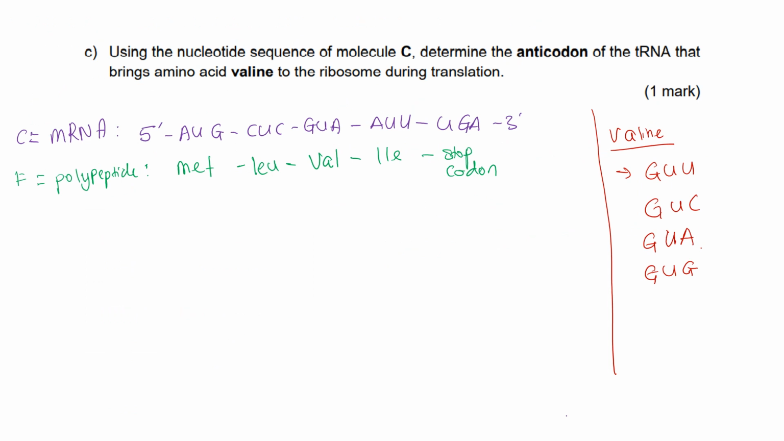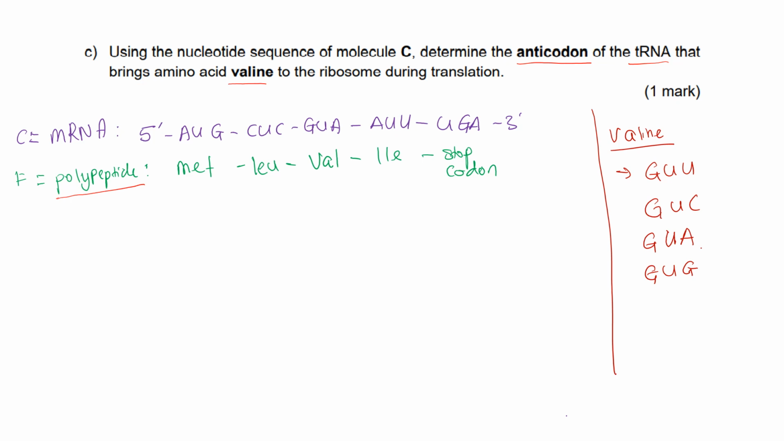Question C says, using the nucleotide sequence of molecule C, so as you know, molecule C is mRNA. From that mRNA sequence, you have to determine the anticodon of the tRNA that brings amino acid valine to the ribosome during translation. If you refer back to your mRNA sequence, which is 5' AUG, CUC, GUA, AUU, and UGA 3', from that you have determined the polypeptide chain, which is methionine, leucine, valine, isoleucine, and stop codon.